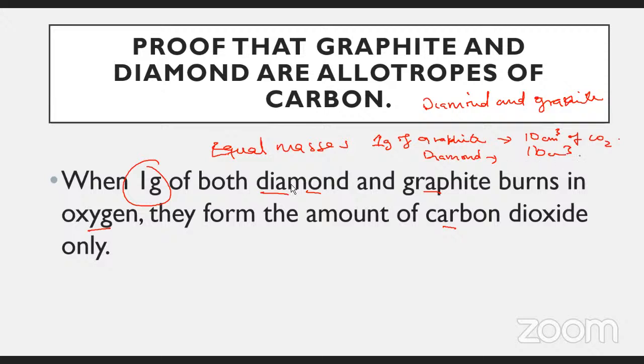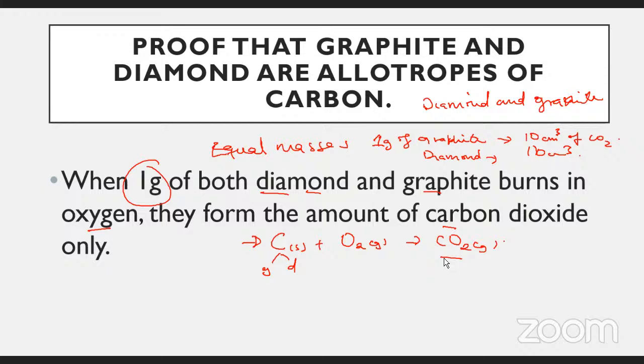So if that happens, we say that diamond and graphite are atoms of carbon, and we are forming only one product, and that is carbon dioxide. So if I have graphite, which is in the form of carbon, I burn it in oxygen, then I will form carbon dioxide gas. So this is the reaction that takes place. Carbon here can be graphite or it can be diamond. Once burnt in oxygen, we shall form carbon dioxide.